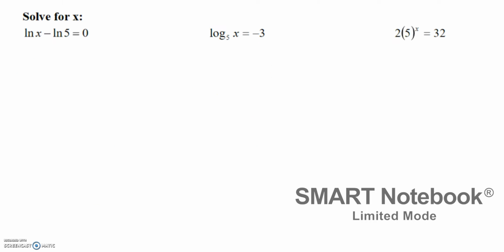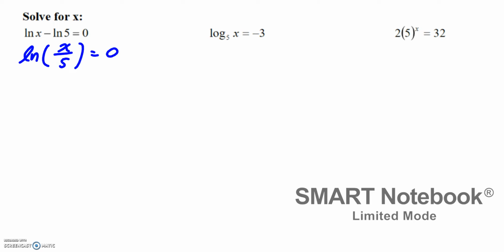The next example, ln x minus ln 5 equals 0. To relate this to things we already know, if we have 2 logs and we want it to just be one single log, which usually makes it easier, we can condense this. So 2 ln subtracted is the same thing as 1 log with the first argument dividing the second.